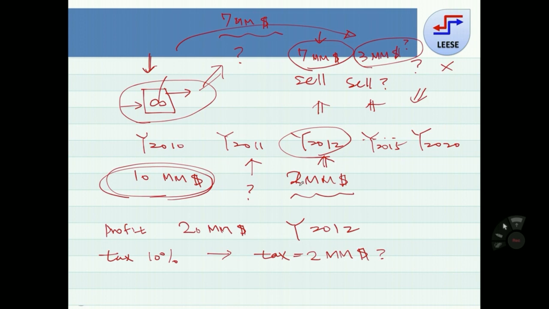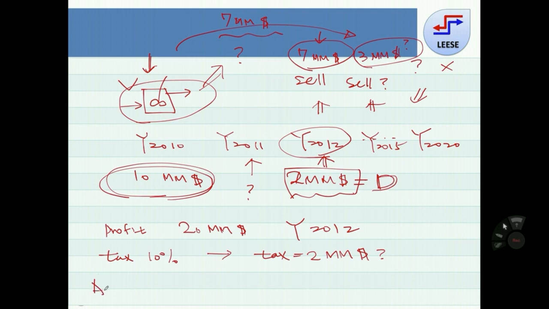Okay? But let's say this is a depreciation. I'm losing $2 million for year 2012 because I'm using this $10 million equipment. So I bought it in 2010 for $10 million. In this year, I think we are losing value of 2 million. Okay? So that is depreciation.